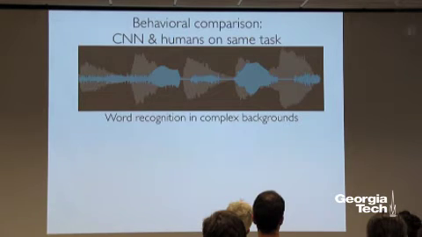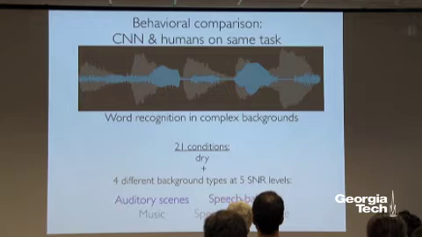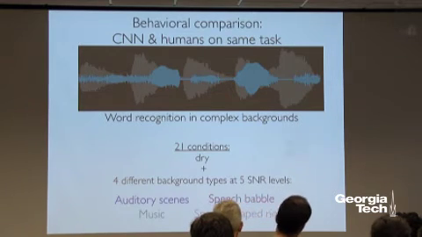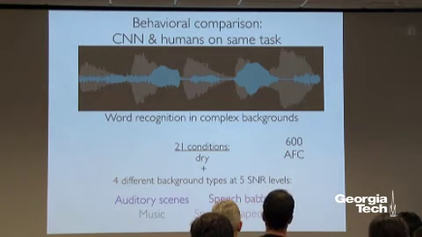Okay, and there's a lot of interesting behavioral work you can do with auditory data, looking at the patterns. In particular, you can take various clips and put them on either dry or noise backgrounds of various kinds, like auditory scenes, speech babble, music, speech shape noise at different signal to noise ratio levels. Again, doing a 600-way task.